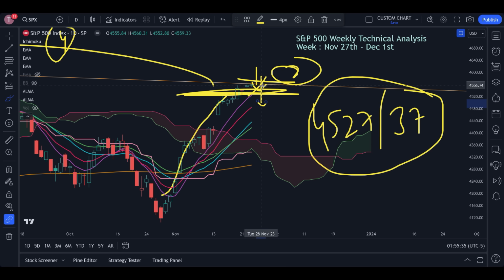This means that as of now we are anticipating a reversal. Yes, the reversal can happen. But that reversal will be up to what? That reversal will be up to the zone 4527/37. Any kind of fall or any kind of bearish movement will come or will be seen in the S&P 500 or in the entire US stock market only and only if there comes a sustained movement below 4527/37 or a confirmed closing below the zone.